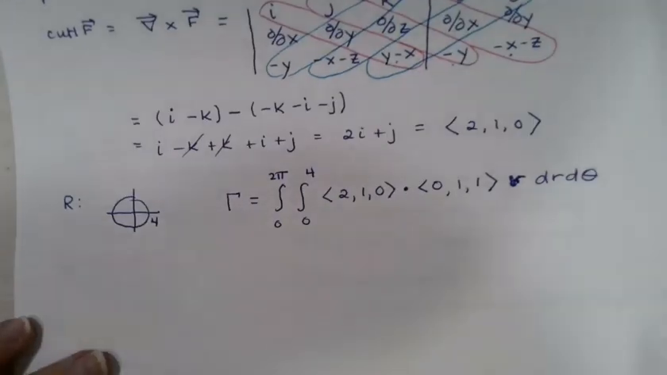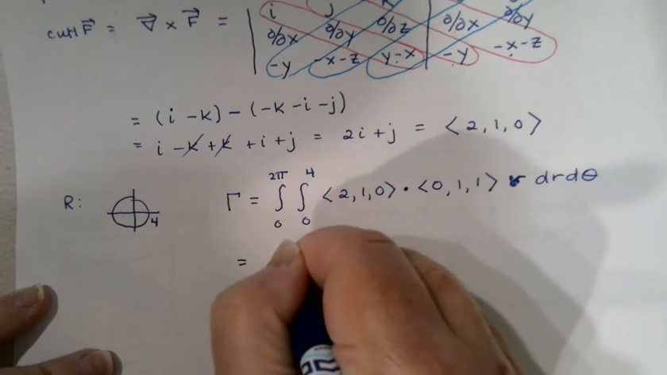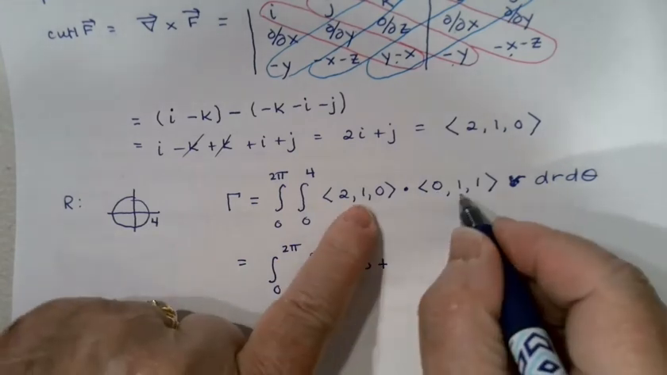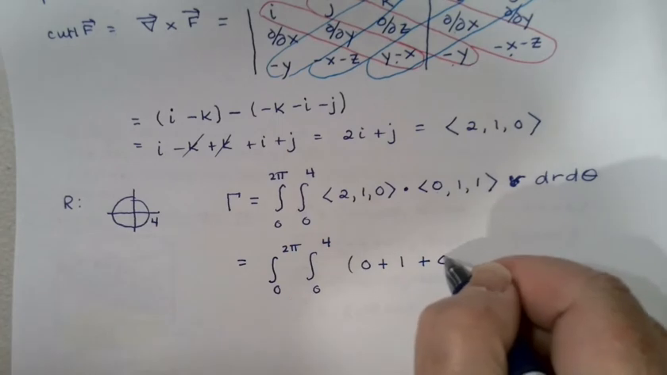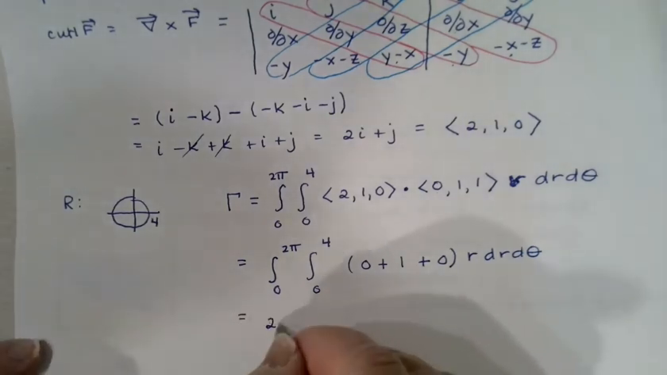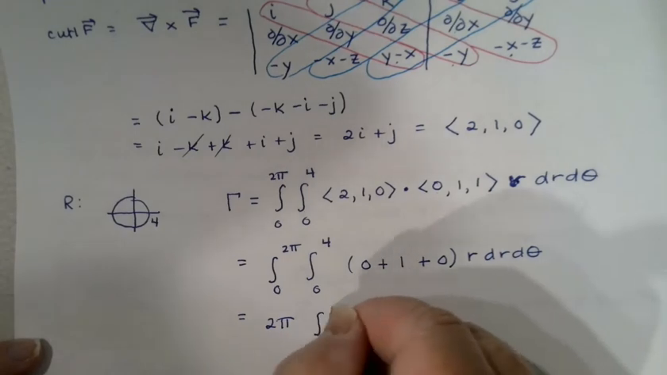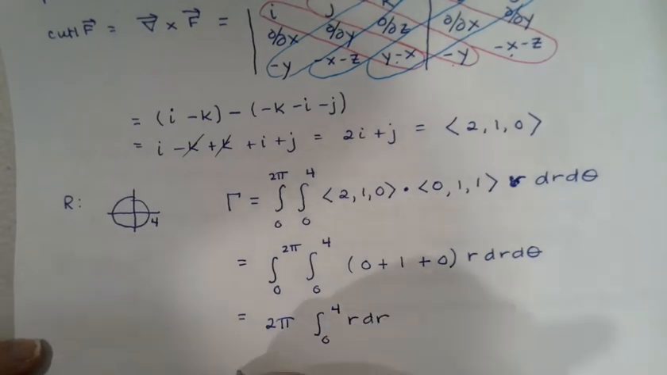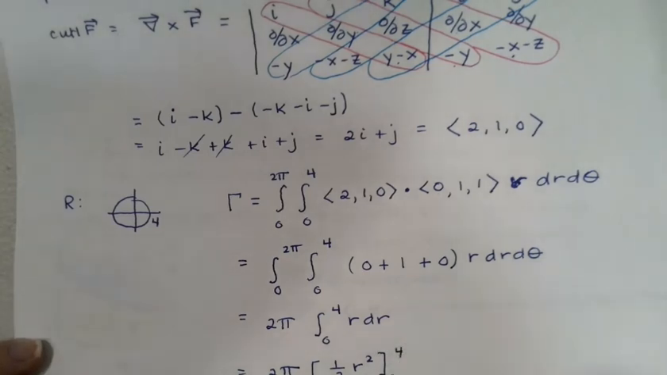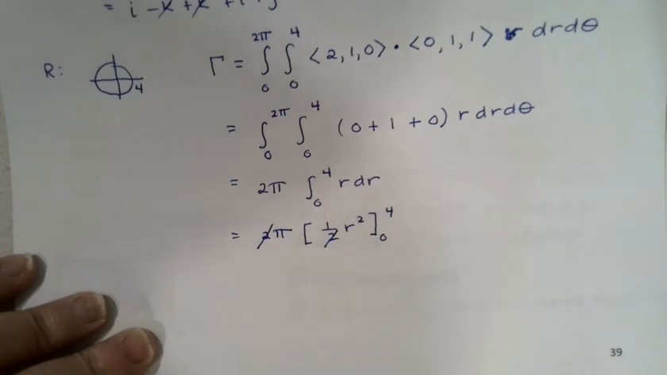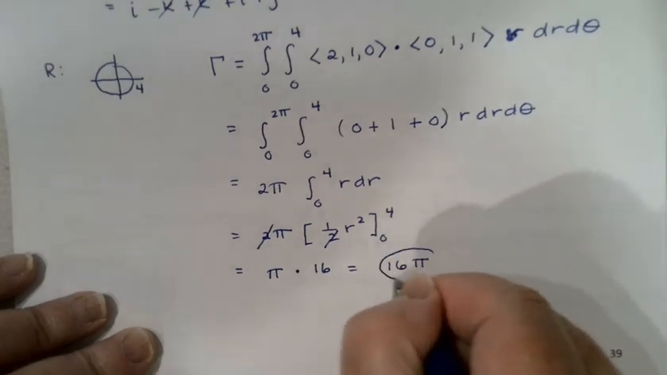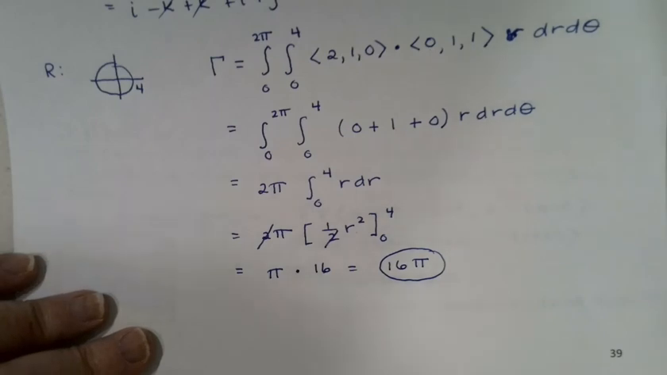All right, finally, we got it all put together. Let's do the integral. That dot product is going to be 0 plus 1 times 1 is 1 plus 0, r dr d theta. Looks like the theta trick's going to work just fine, so I'm going to pull down the 2 pi, and then I just have the integral from 0 to 4 of r dr. Integrating that gives me 1/2 r squared from 0 to 4. So I'm going to get pi times 4 squared is 16 minus 0, and there's that 16 pi again. So certainly Stokes' theorem gave us the same answer as the parameterization method.